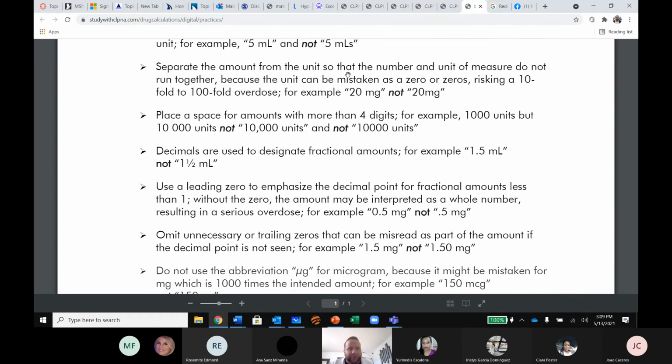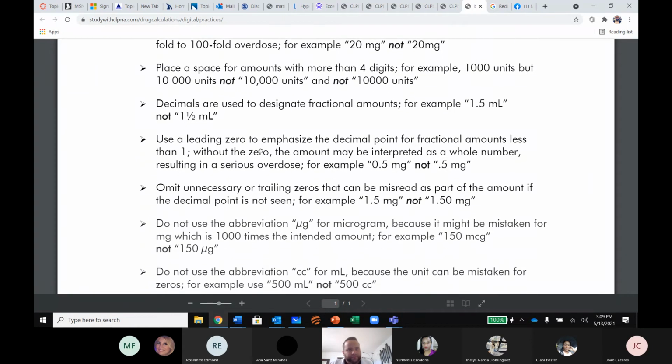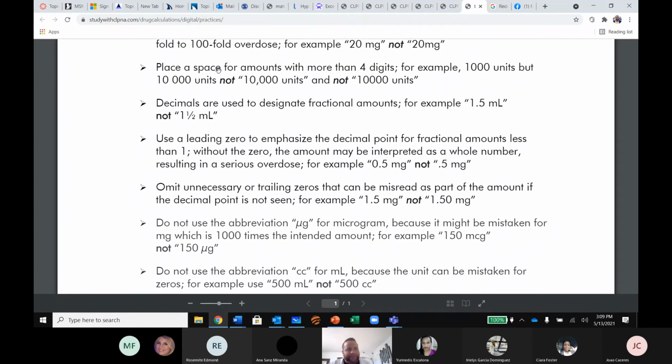Separate the amount from the unit so that the number and the unit do not run together, because the unit can be mistaken as a 0 or zeros, risking a tenfold overdose. For example, 20 mg, separated, don't put it together. Use a comma for amounts with more than 4 digits. For example, 1,000 units, and 10,000 units.